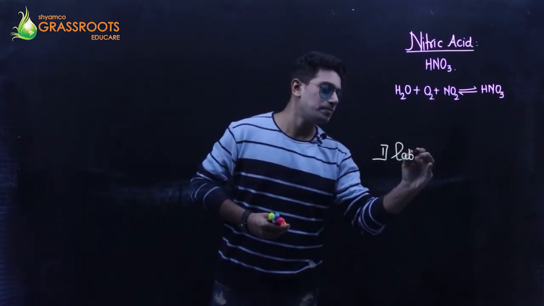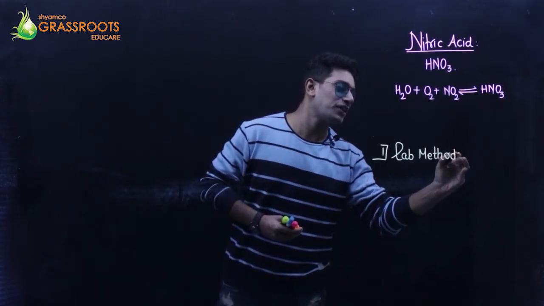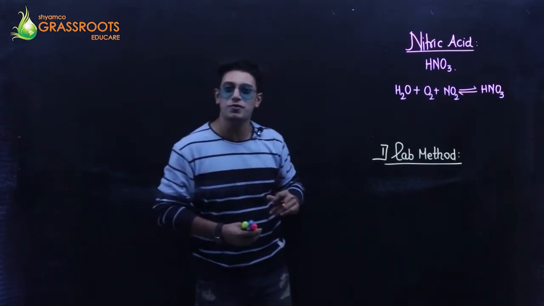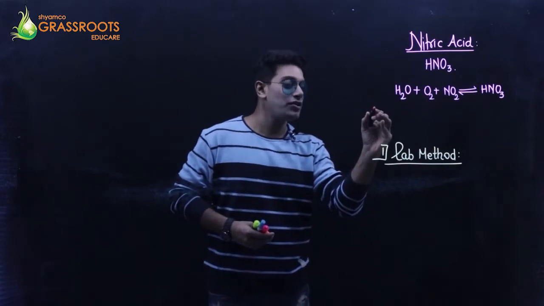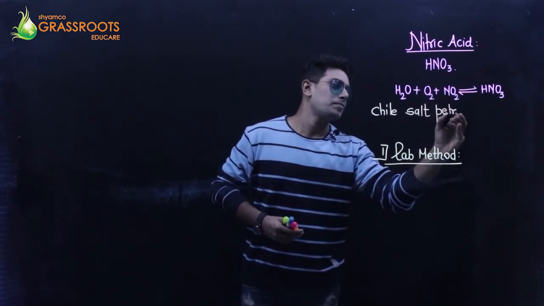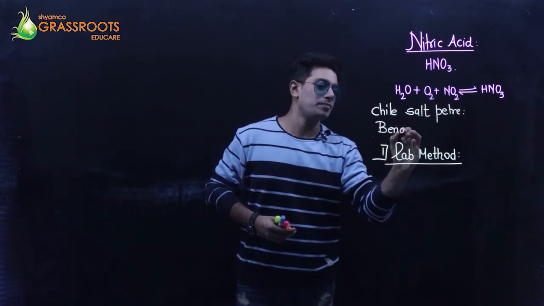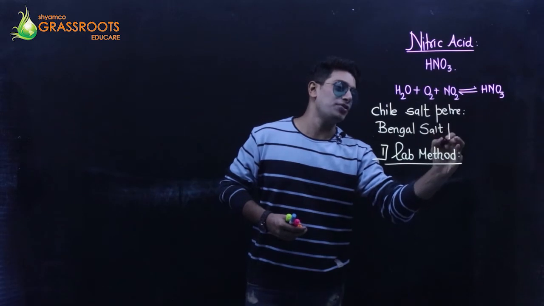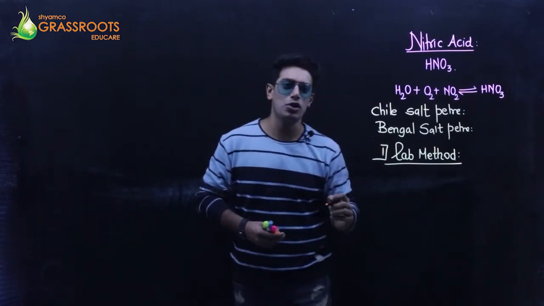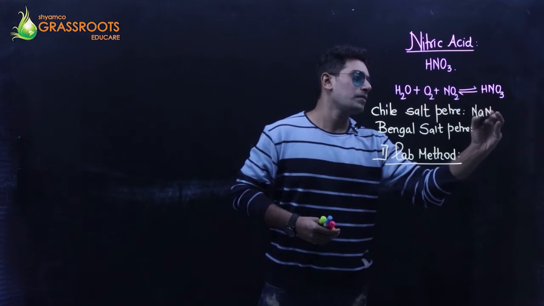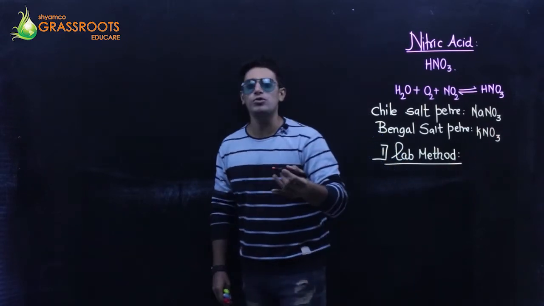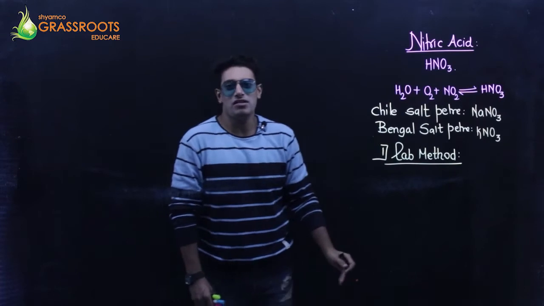lab method of preparation of nitric acid. The salt which I'm going to use for preparation, I call it either a Chile saltpeter or a Bengal saltpeter. I have two salts with which I can prepare nitric acid. Chile saltpeter is NaNO3 and Bengal saltpeter is KNO3. So we have NaNO3 and KNO3. So these are the compounds.